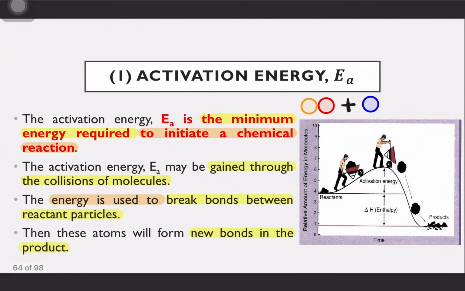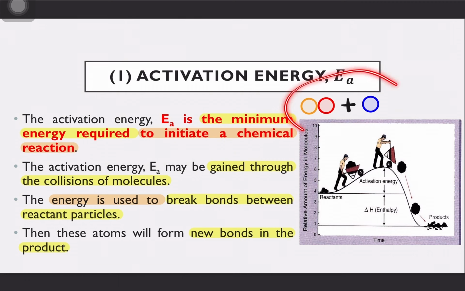Okay, so let's look at activation energy. What is it really? This is the amount of energy required to activate or initiate your chemical reaction. It will trigger your chemical reaction. Activation energy EA may be gained through collisions of molecules, and that energy will be used to break bonds between reactant particles. Then these atoms will form new bonds in the product.